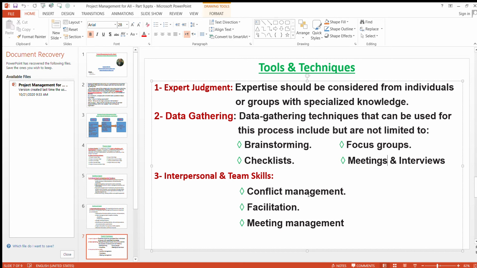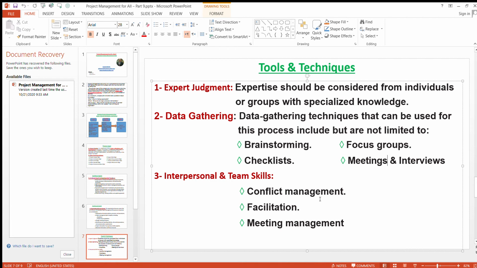The last one is the interpersonal and team skills. There are many skills in this regard. One of them is conflict management. You have some stakeholders who have different ideas. So conflict management may be necessary to bring diverse stakeholders into alignment on all aspects of the project management plan.